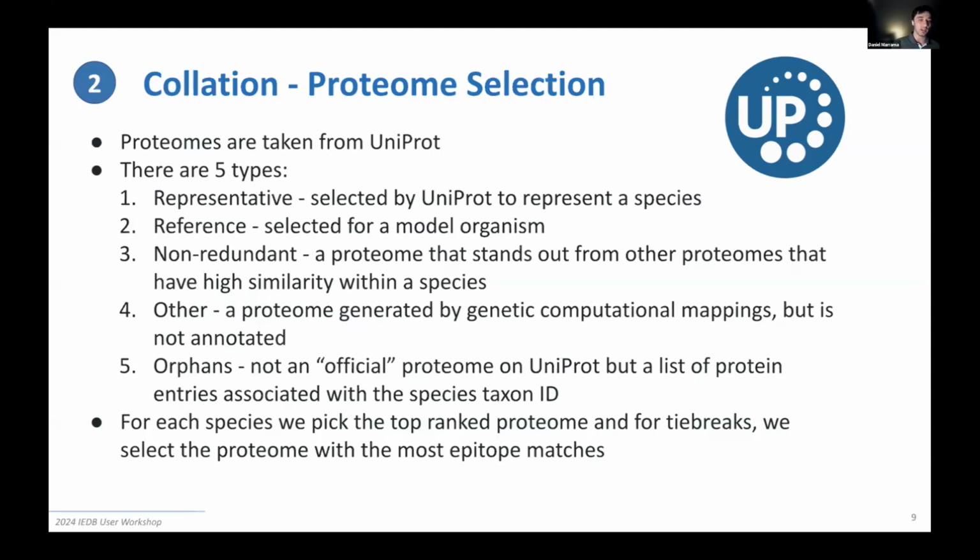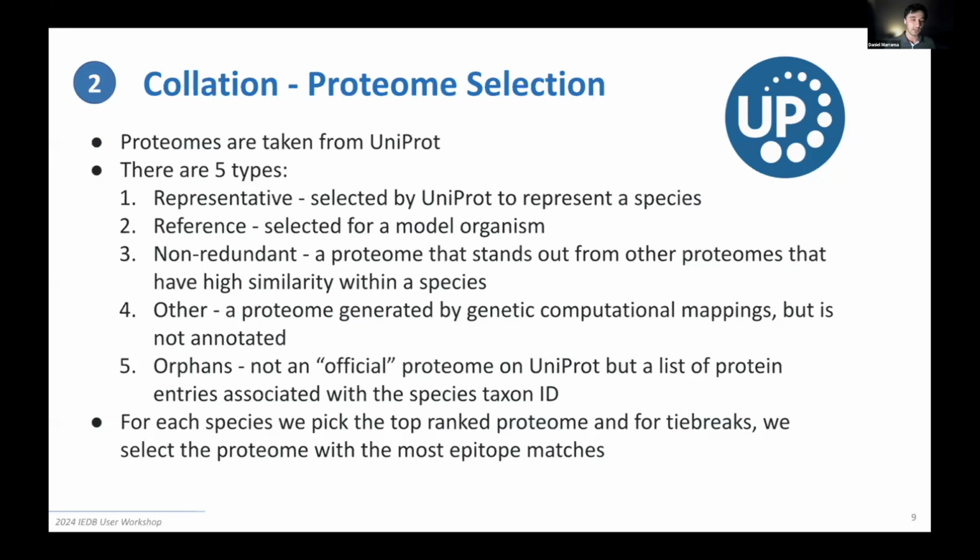And then there are what they call non-redundant proteomes. These are proteomes that stand out as highly non-similar to other proteomes within the UniProt database. So they are ones that basically have more diversity amongst the proteome sequences, and so we might want to capture more of that diversity so that we can capture more epitope matches.